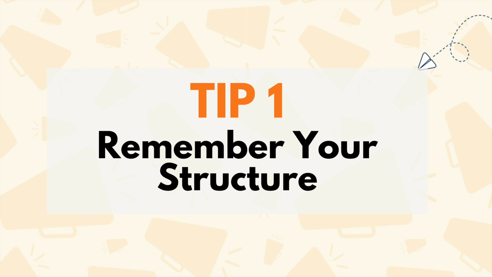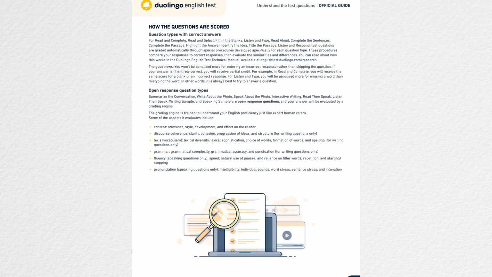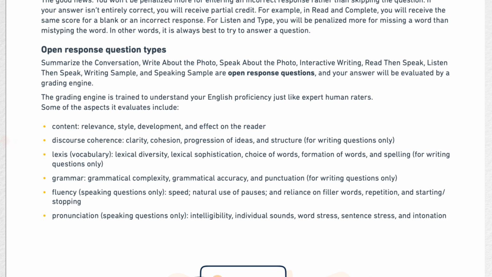So let's just jump right into tip number 1. Remember your structure. Structure is how you organize your answer. What should you write first, second, and so on. And of course, this is critical for scoring well, as you can see here in the scoring criteria. Specifically, this point right here, discourse coherence. It doesn't matter if you use the most advanced vocabulary or write with perfect grammar. Without a clear structure, your score will suffer because your ideas won't seem logical or coherent.